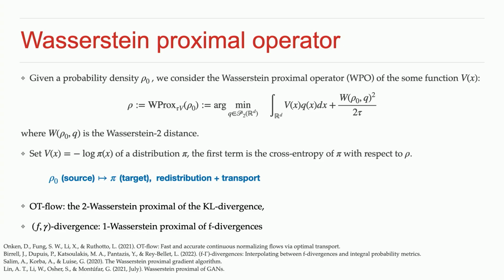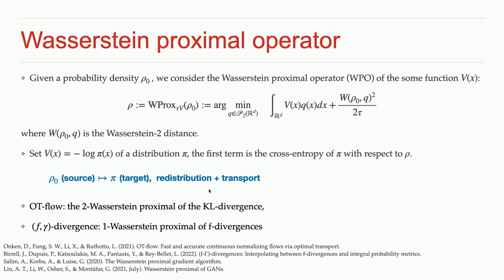So if v of x is some negative log pi of x of some density distribution pi, then this first term, v of x q of x, gives us basically a cross-entropy term. So these proximal operators can be understood as we're trying to redistribute the mass to this reference distribution pi of x, but we are also going to consider the transportation cost from the current distribution rho 0 to the target distribution.